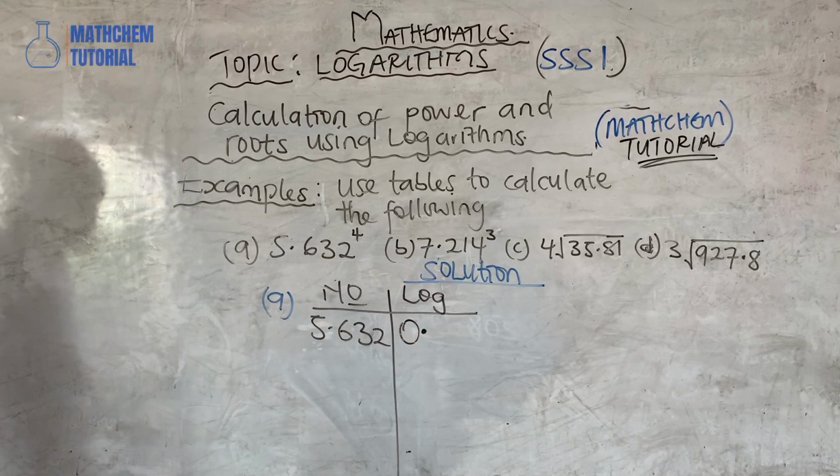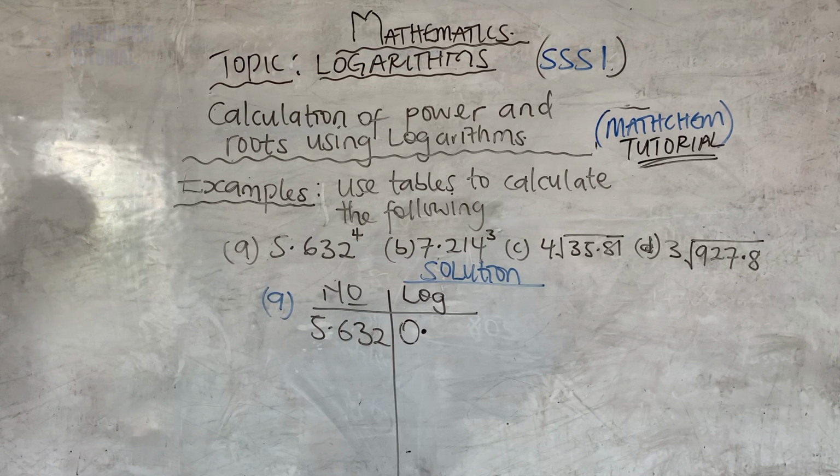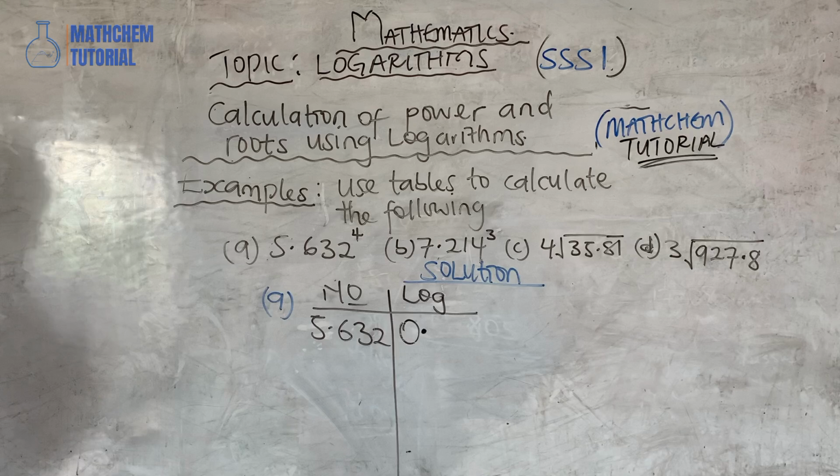Then I will check my 4-figure table. Under the log table, I will check 56 under 3, difference 2. Now let me check under the logarithm table. 56 under 3 is 7505.